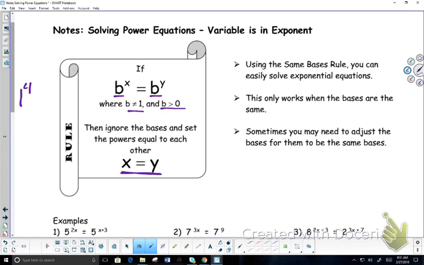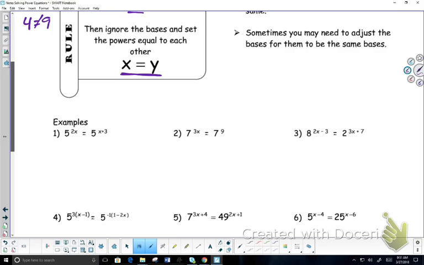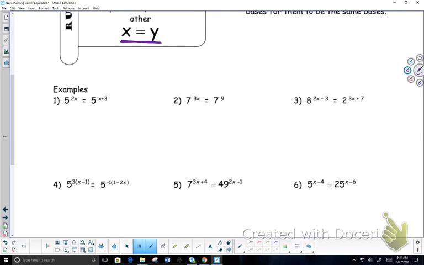Say I have 1 to the 4th and 1 to the 9th. Well, 1 to the 4th is 1 and 1 to the 9th is 1, so those equal each other. However, if I drop those bases of 1 and I set my exponents equal to each other, you'll notice they do not. So that is your reasoning why it cannot equal 1, okay? So you've got to have b greater than 0, but then it can't equal 1. So let's go ahead and go through some of these examples together.